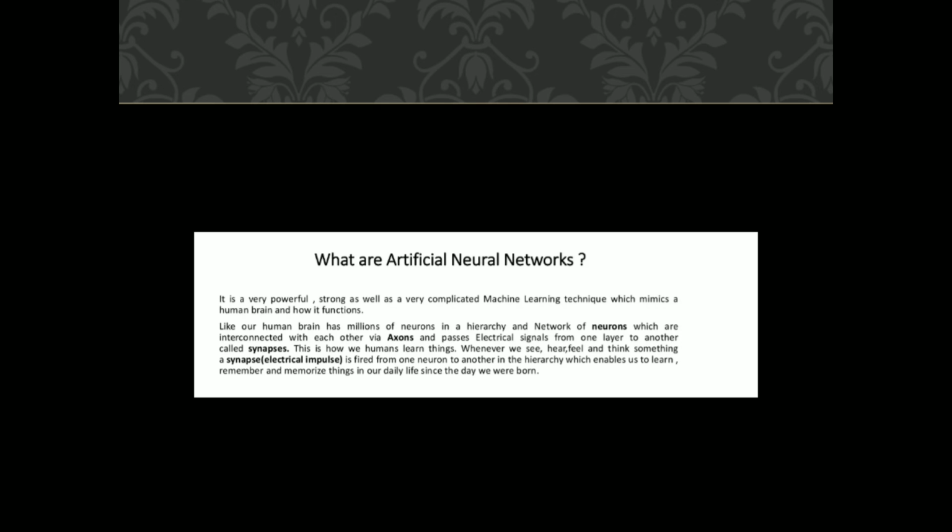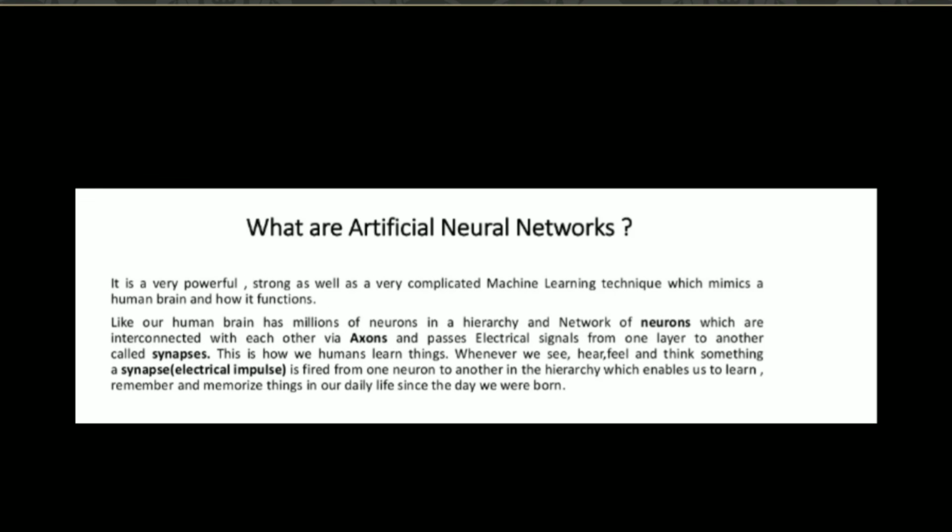The applications are, it is used in applications like speech recognition, object detection and web search. What are neural networks? So it is artificial neural networks. So we have already gone through this slide. We shall have a glance at this.